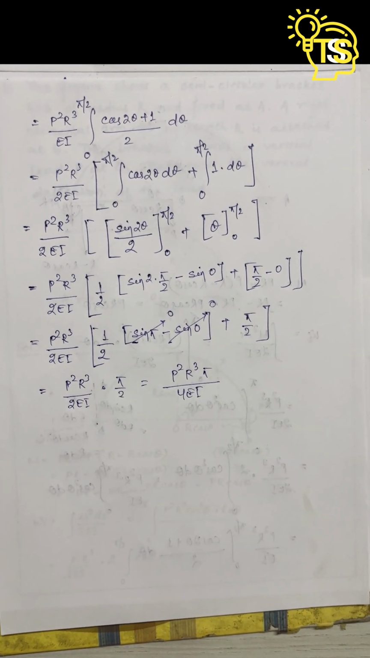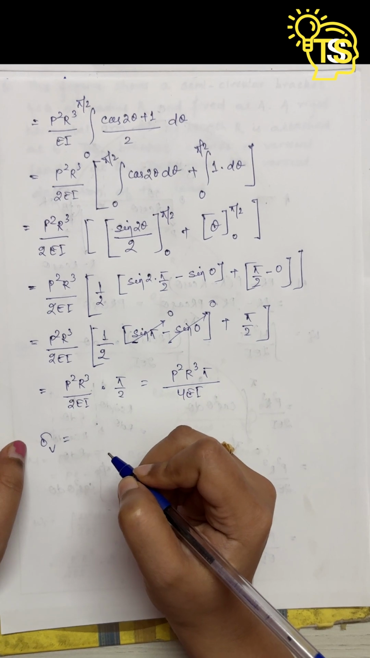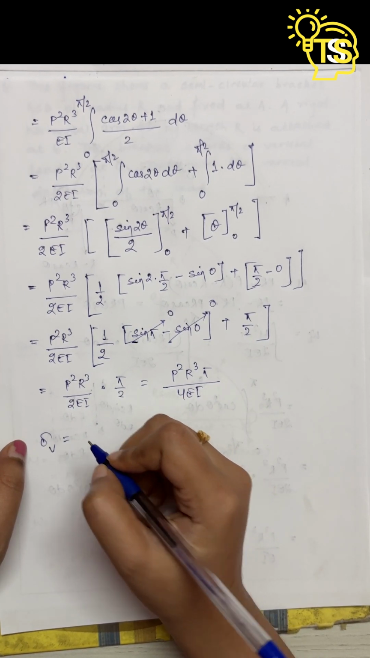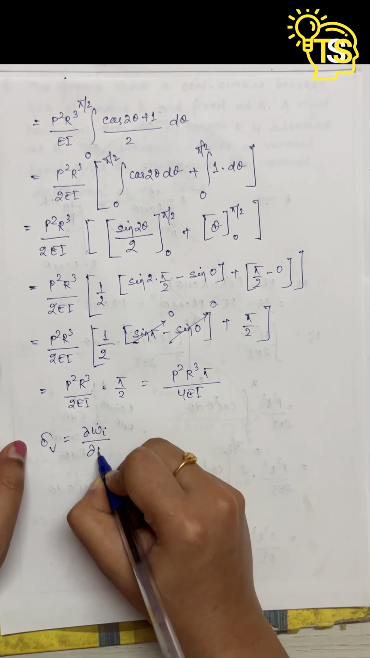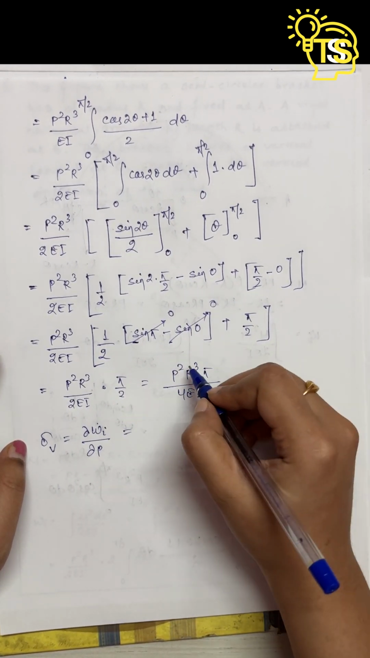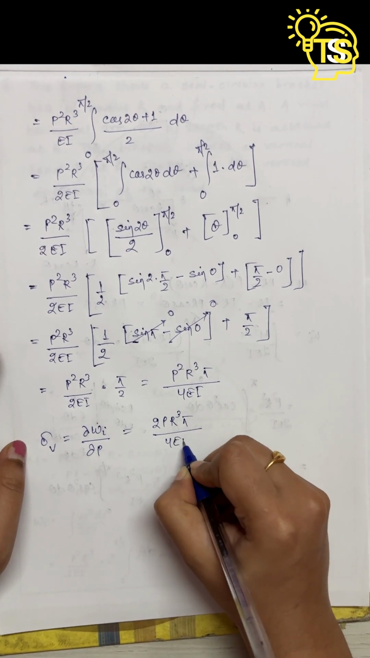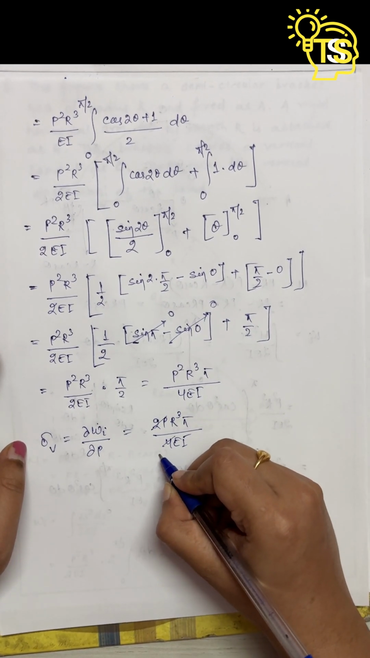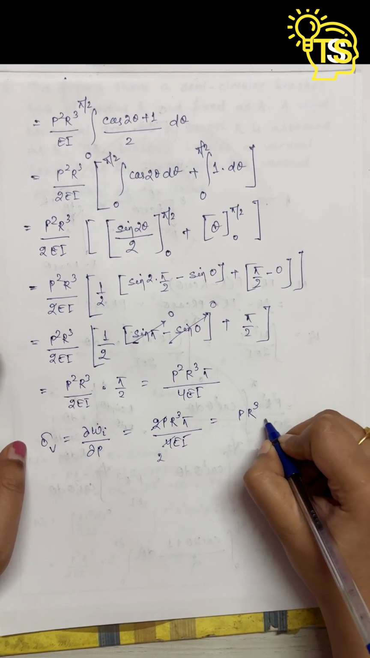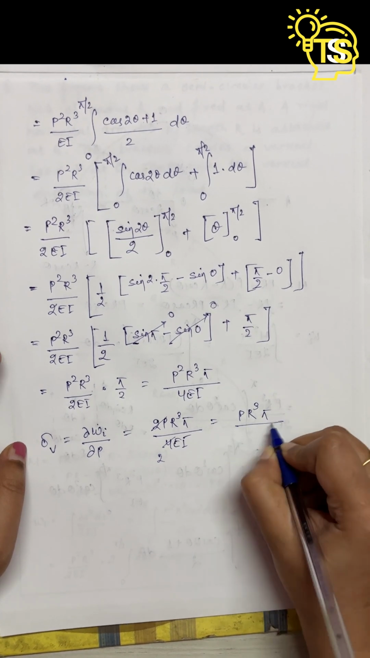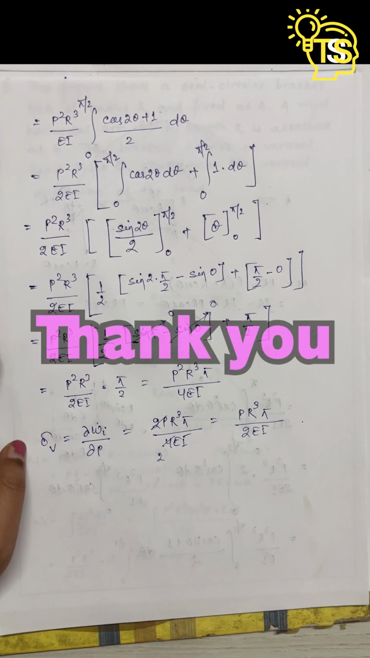Now let's calculate the vertical deflection. The formula of vertical deflection is partial derivative of strain energy. The formula is del Wi upon del P. So by partially differentiating it, we got 2P r cube pi upon 4EI. 4 got cancelled by 2. Now we got the vertical deflection as P r cube pi upon 2EI. This is the answer. Thank you.